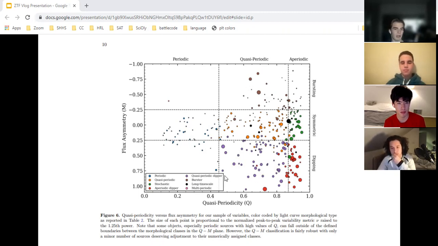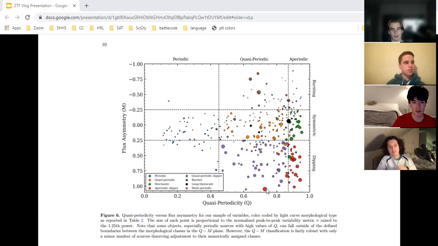Something we want to point out is that we looked through every single light curve, both folded and not folded, with Q and M, and compared these to how different papers in the past classified their Q and M. You can see here that some regions have colors that don't correspond to that region. You'll see a dominant purple region, which corresponds to quasi-periodic, and we have a pretty noticeable aperiodic dipper here. The reason for this is that when we looked through these, we believe that some of these light curves visually fall more into the classes they've been reclassified as, even though numerically they would default into another class.